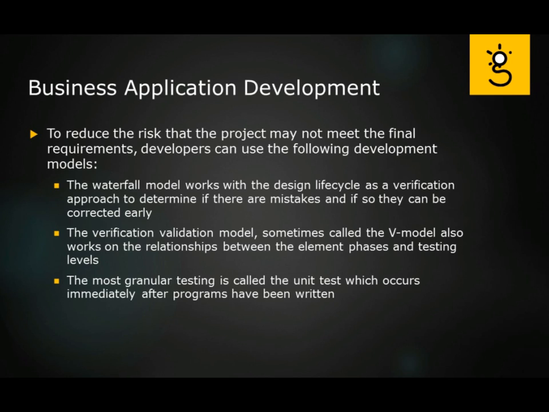The verification and validation model, sometimes called the V model, works on the relationships between the element phases and the testing phases. And then there's also a more granular testing model called the unit test, which occurs immediately after a program has been written.